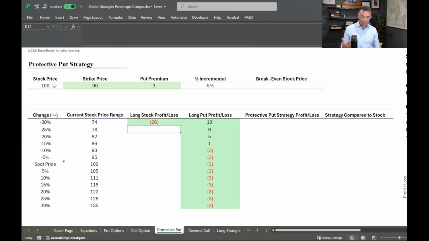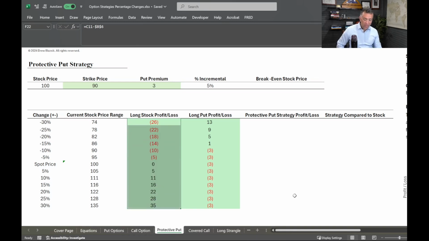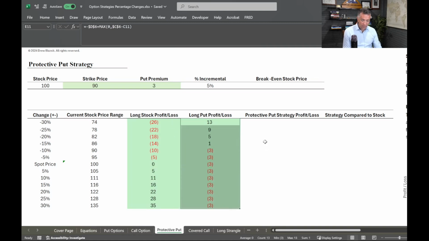If I bought it for 100 and it goes down to 74, I lost 26. And then I'm going to drag this down, Control D. And then we can see what the profit loss is on the stock in that example. Okay, so we purchased stock, we purchased the put contract, we got the profit loss.